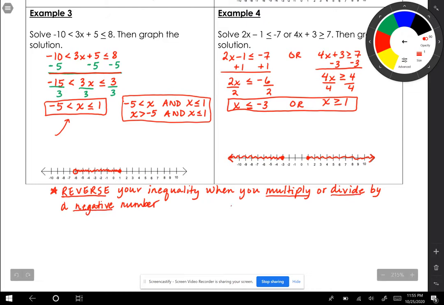So here's an example. We have negative 4x plus 3 is greater than or equal to negative 17. So what we want to do is subtract 3 on both sides. So that's negative 4x is greater than or equal to negative 20. Divide both sides by negative 4.